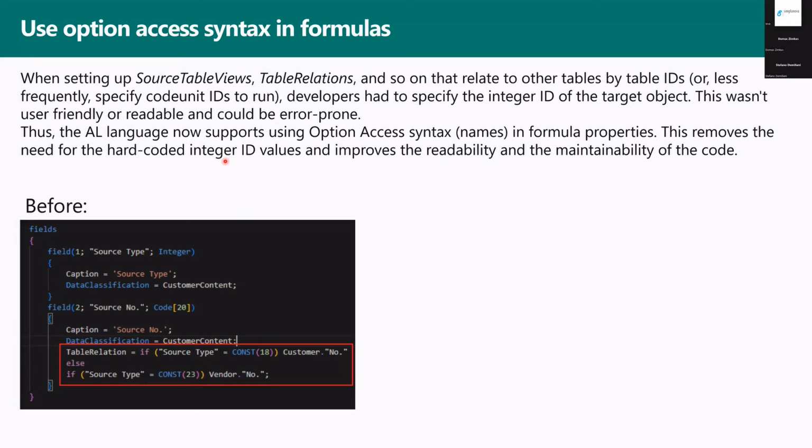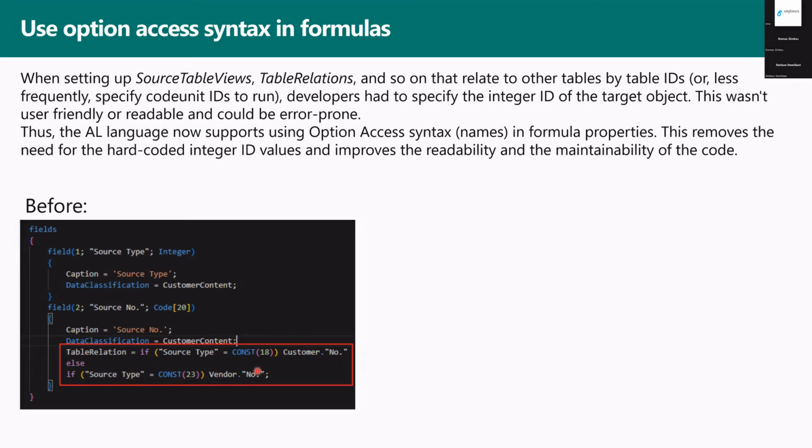I think that you know that in the past, when you specify a table relation, for example, source number, this is a piece of standard code. Source number is related to: if source type is from table 18, then the relation is with the customer number. Otherwise, if source type is 23, the relation is the vendor number.